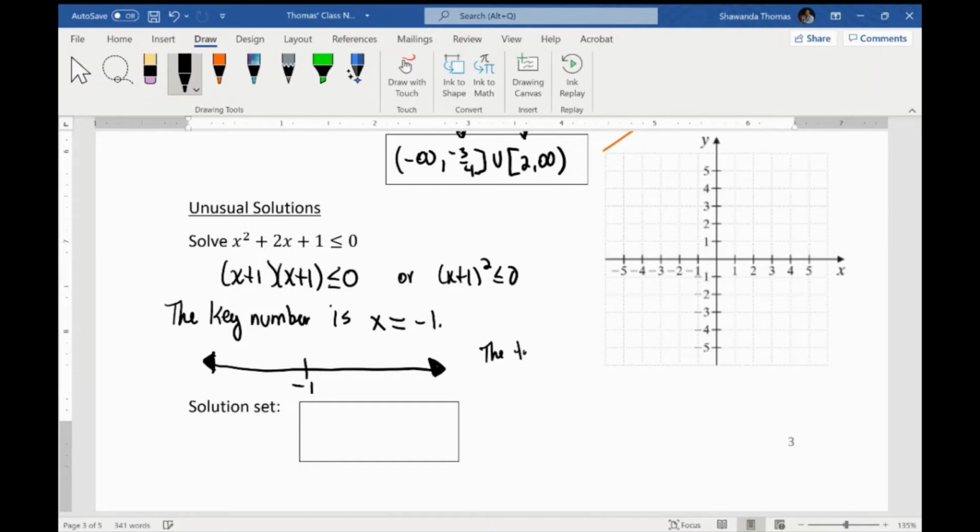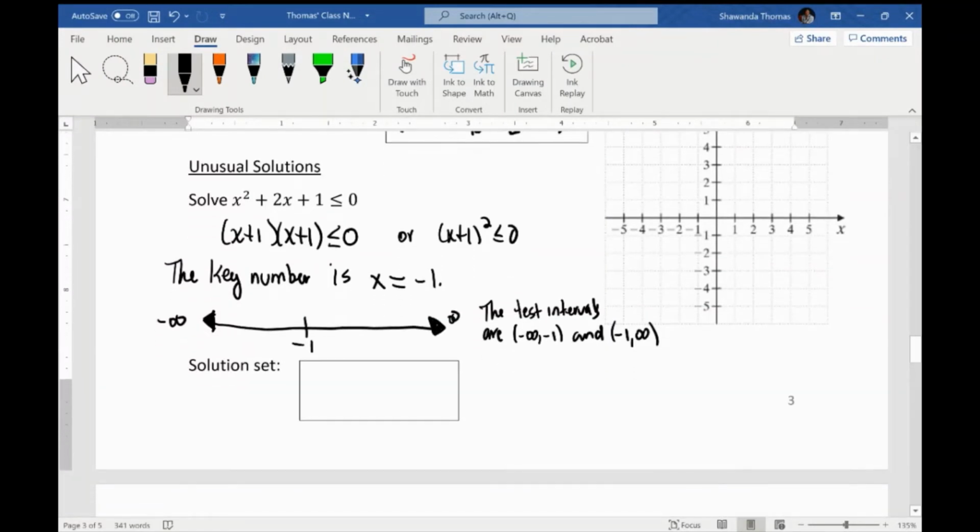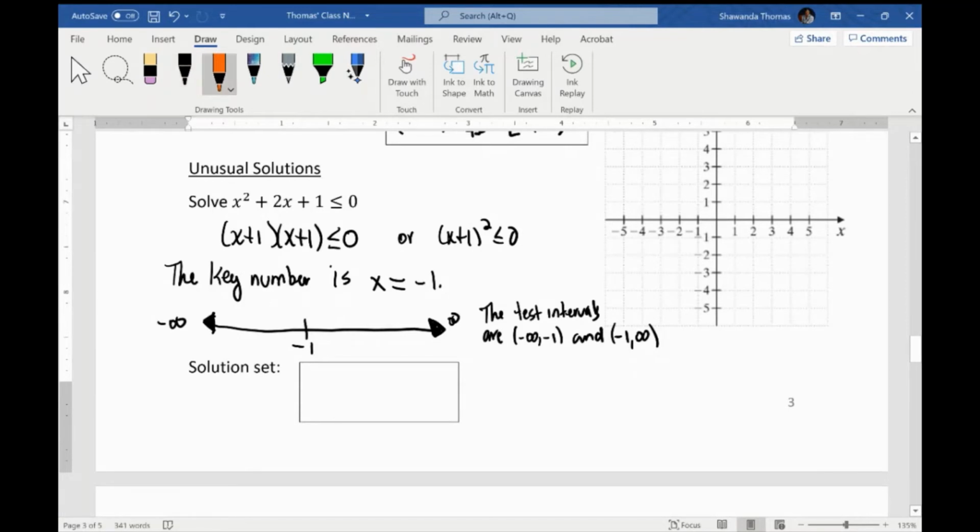The test intervals are, y'all tell me what the test intervals are. I know you should know by now, but I'm going to, just in case. The test intervals are negative infinity to -1, and -1 to infinity. Correct. We only have two test intervals. So what number do you want to plug in for the first test interval? Negative 2.